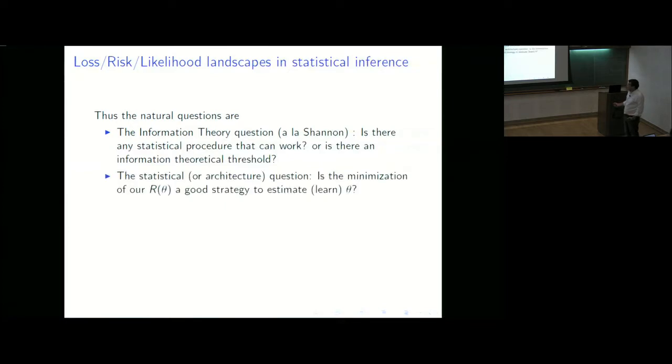Second, of course, is the statistical question, or in machine learning, this would be the architecture question. Is the minimization of our R theta a good strategy to estimate theta? Right? You don't know. I could have chosen L to be 0, right? Finding the minimum is not hard.